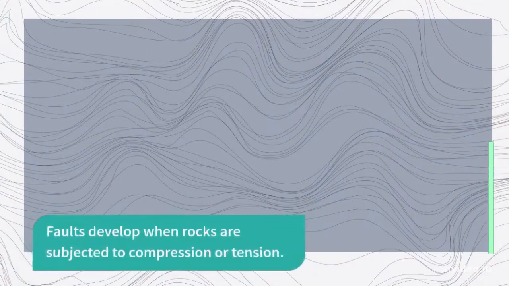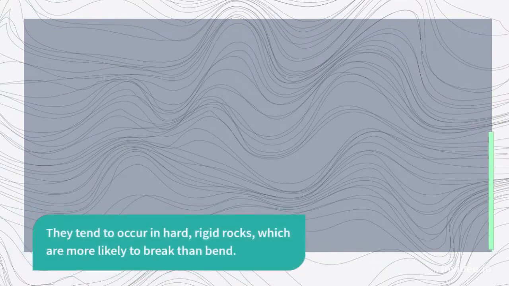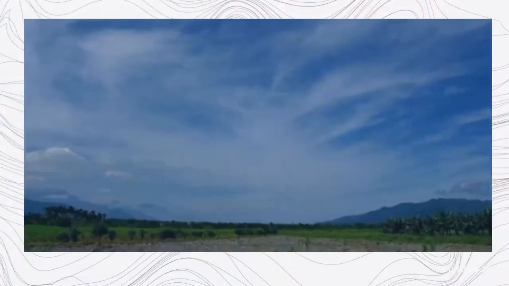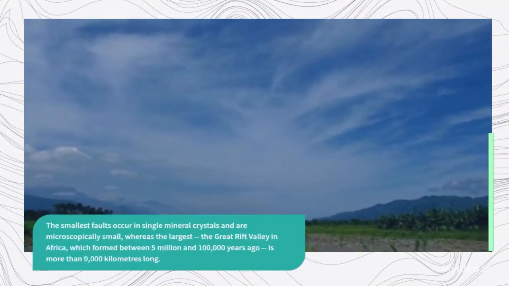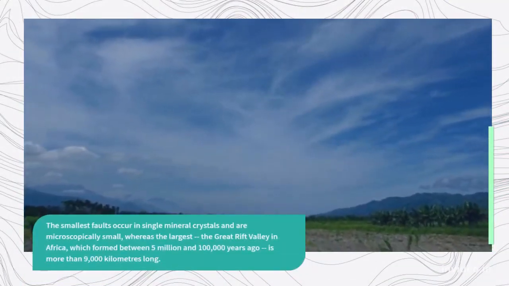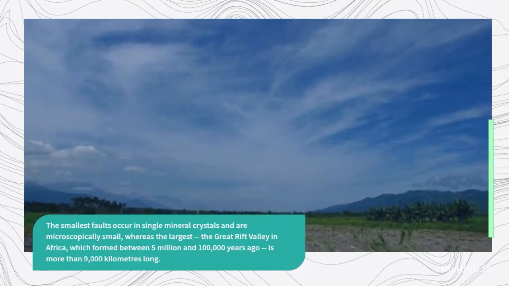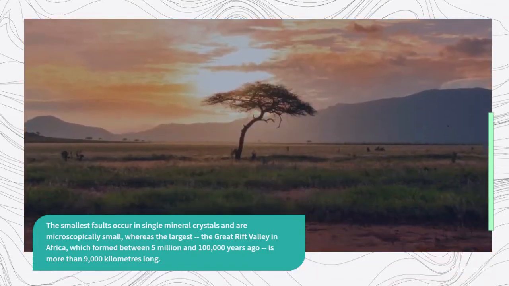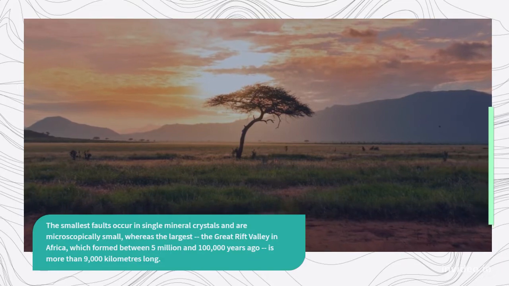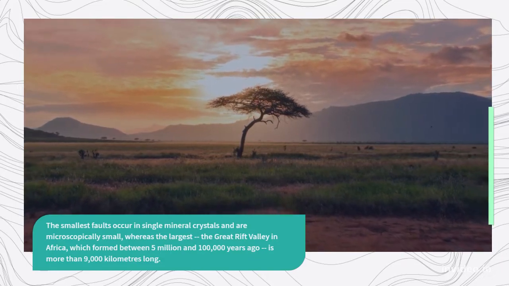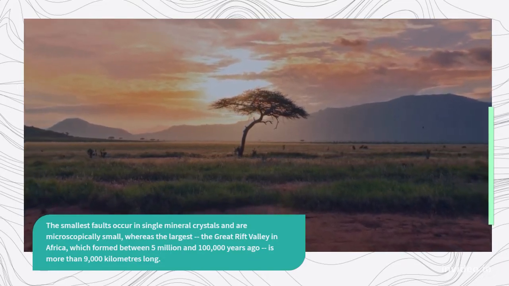Faults develop when rocks are subjected to compression or tension. They tend to occur in hard, rigid rocks, which are more likely to break than bend. The smallest faults occur in single mineral crystals and are microscopically small, whereas the largest, the Great Rift Valley in Africa, which formed between 5 million and 100,000 years ago, is more than 9,000 kilometers long.